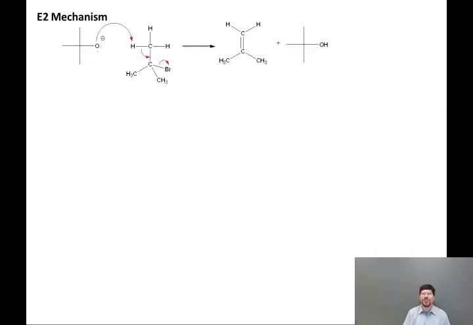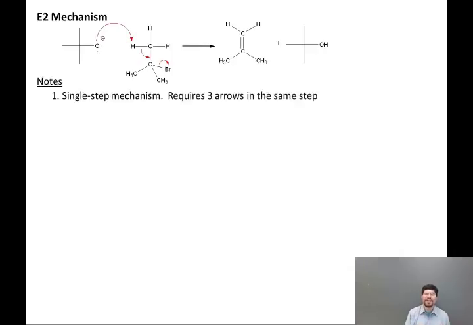All right, what about the E2 mechanism? Well, like the SN2 mechanism, the E2 mechanism is a one-step mechanism. And if you're bookkeeping with curved arrows, which you need to be doing if you're writing correct mechanisms, the E2 mechanism requires 3 arrows in the same step. We have not yet seen any reactions that require 3 arrows in the same step. We've seen that the SN2 reaction requires 2 arrows, and a Bronsted acid-base reaction requires 2 arrows. But all of this is happening at the same time.